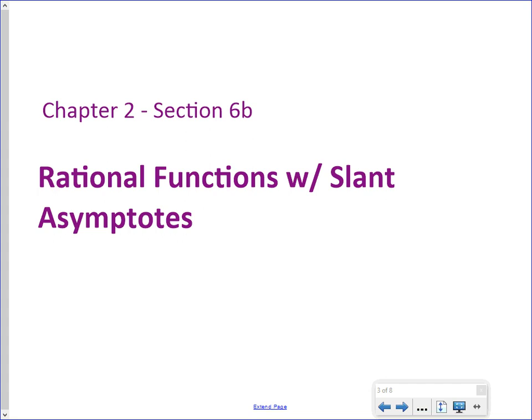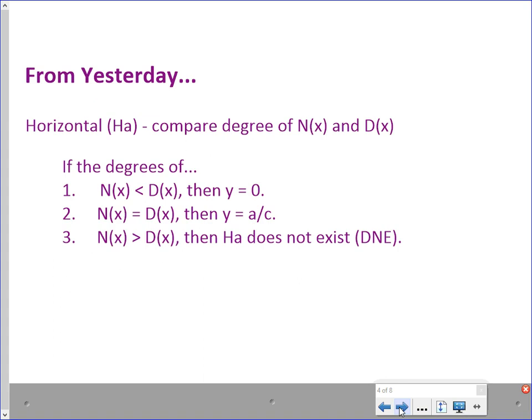What's the equation of a line that you know best for slanted lines? Y equals mx plus b. So when we name slant asymptotes, instead of having x equals a number for vertical, or y equals a number for horizontal, it's going to be in the form y equals mx plus b. This first slide, you don't have to write anything down because this is from your notes yesterday. Everybody should have this down about horizontal asymptotes.